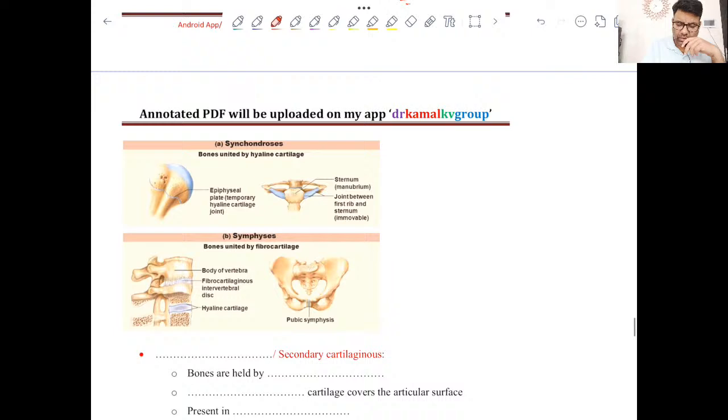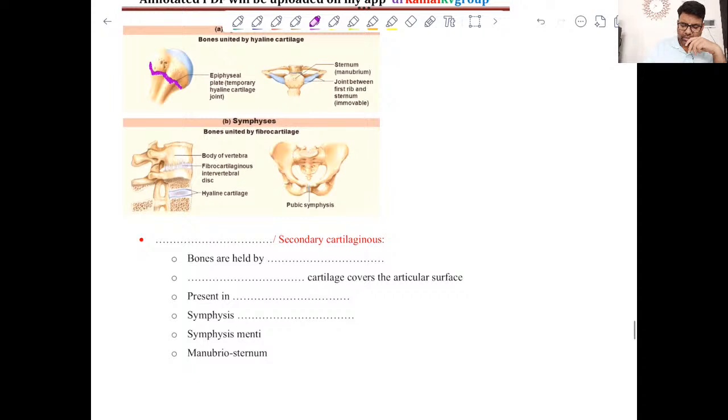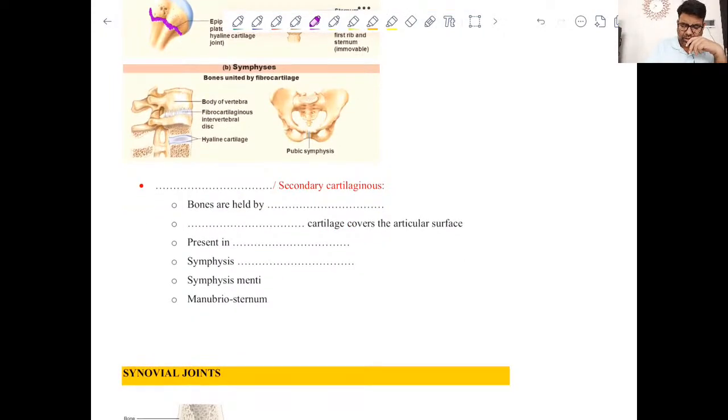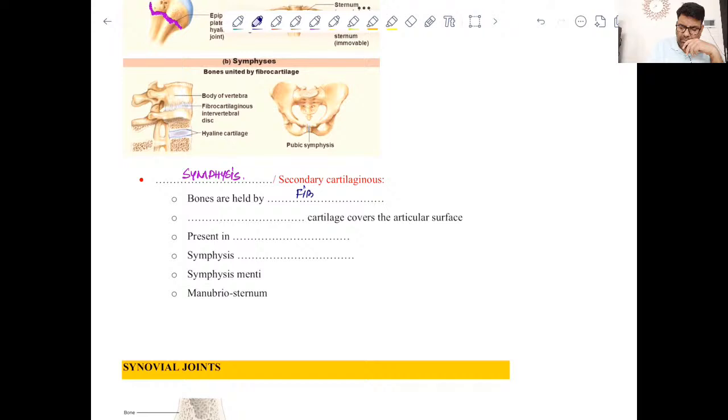Okay. So if you see in this image here, this is the growth plate, which is the primary cartilaginous joint or synchondrosis. Then the secondary cartilaginous joints are known as symphysis. Right? So this is symphysis, and here the bones are held by fibrocartilage, and on the top of that there is a covering of hyaline cartilage.